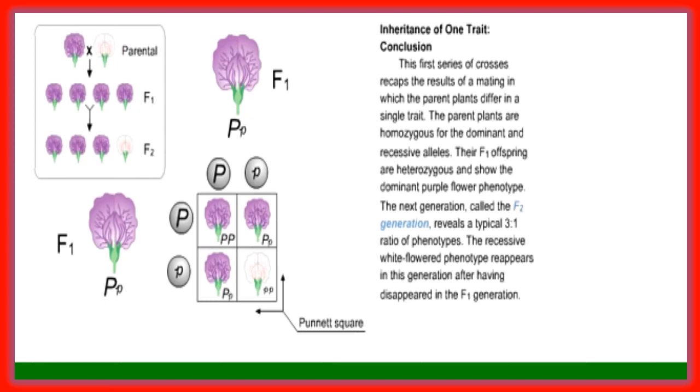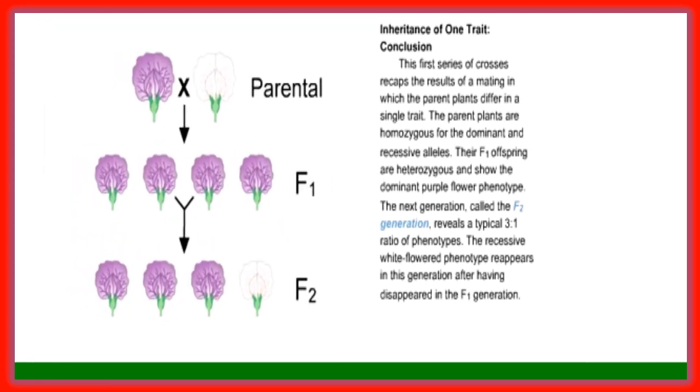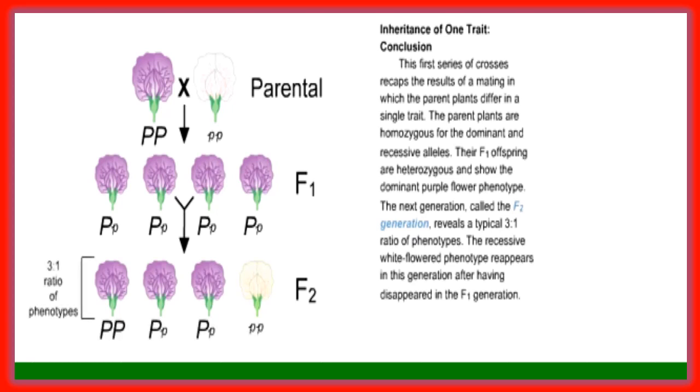This first series of crosses recaps the results of a mating in which the parent plants differ in a single trait. The parent plants are homozygous for the dominant and recessive alleles. Their F1 offspring are heterozygous and show the dominant purple flower phenotype. The next generation, called the F2 generation, reveals a typical 3:1 ratio of phenotypes. The recessive white-flowered phenotype reappears in this generation after having disappeared in the F1 generation.